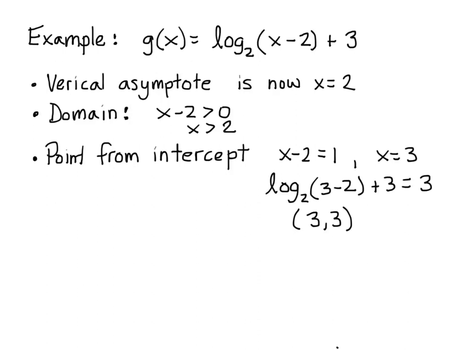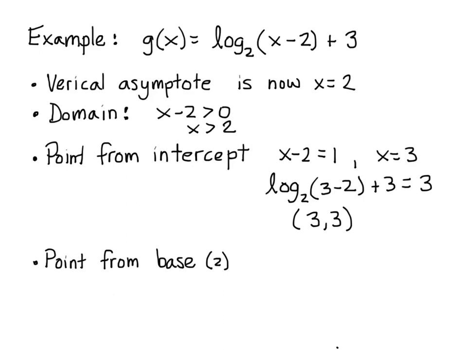Now with the asymptote, we know that the argument always has to be positive, so we have to set x minus 2 bigger than 0. x has to be bigger than 2. If it was less than 2, we would be in negative numbers in our log function, and so that's not going to work.